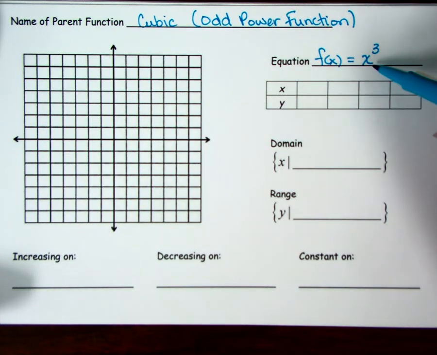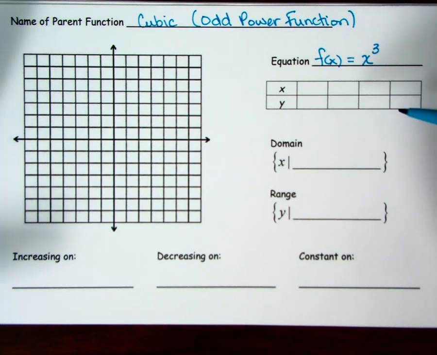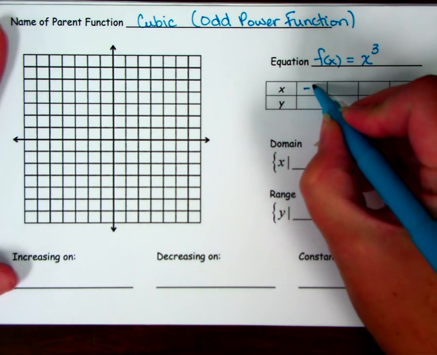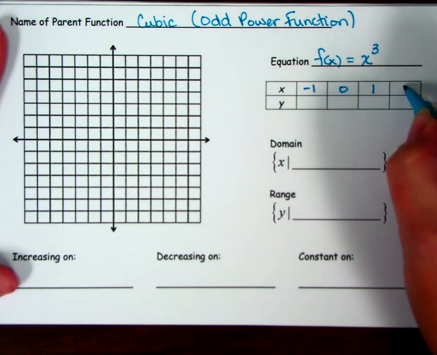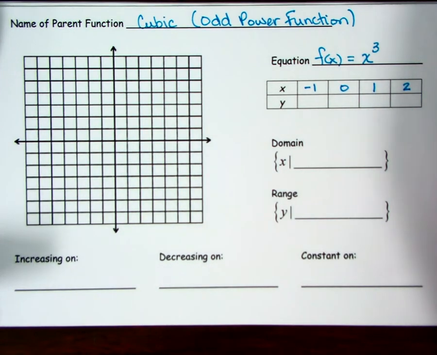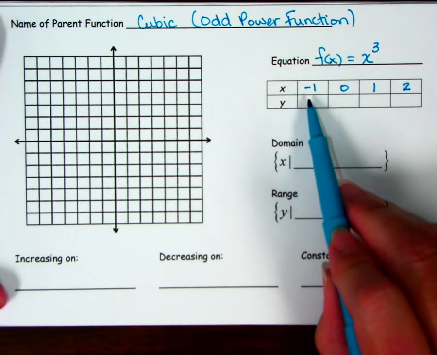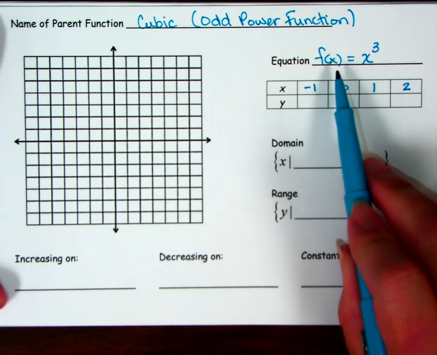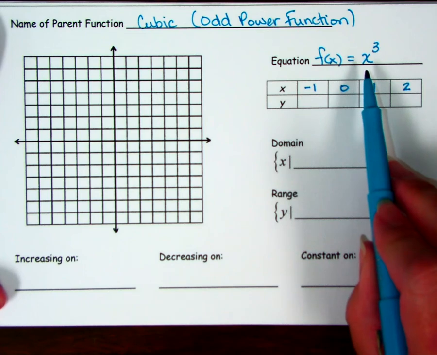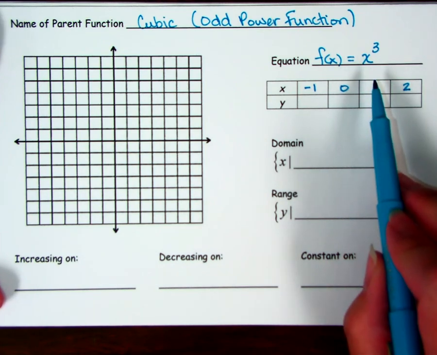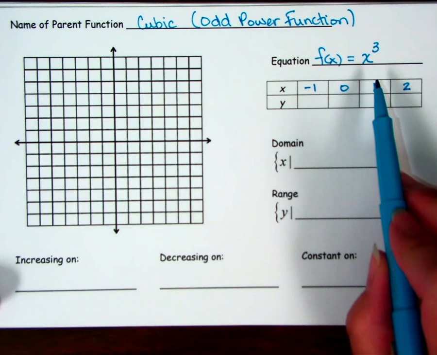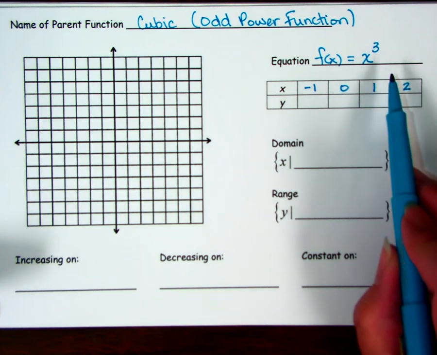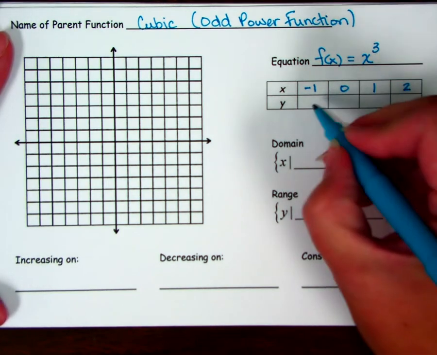Since all we're doing with x is cubing it, that means we can choose any value of x we like. So I'm going to use -1, 0, 1, and 2, and then we'll add to it if we need to. If I put -1 in place of x, then this would say y is equal to -1 cubed. So that means -1 times -1 times -1. If I multiply -1 times -1, I get +1. Then multiply it by -1 again, and I would get -1.